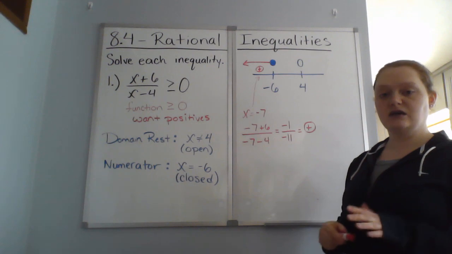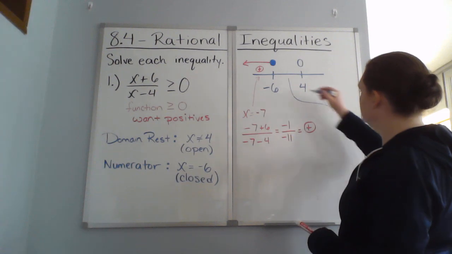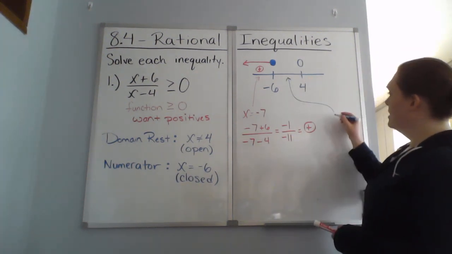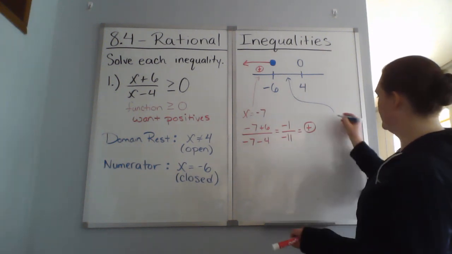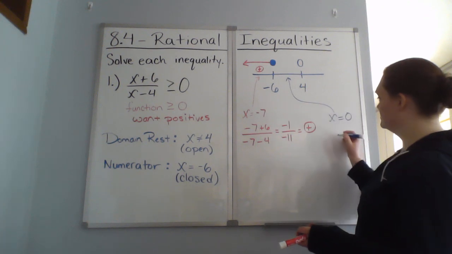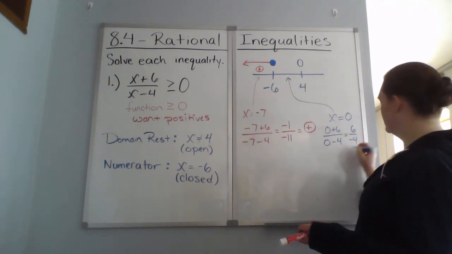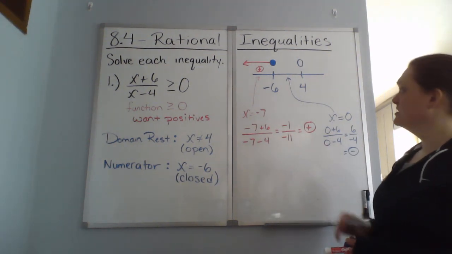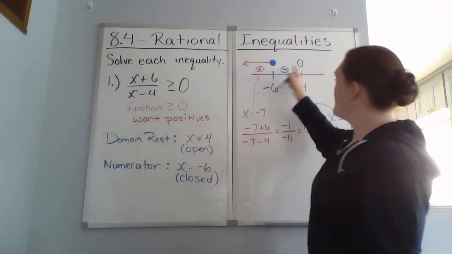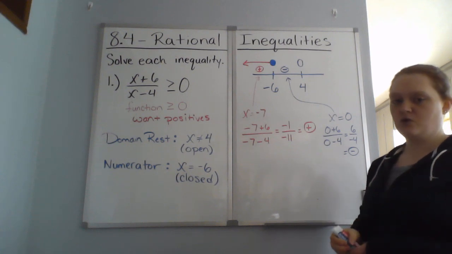Now I want to test another number. I'm going to go to my middle and pick a number between negative 6 and 4. What's the easiest number to use? Let's go with 0. I plug in x equals 0, so I have 0 plus 6 over 0 minus 4. That gives me 6 over negative 4, which is a negative result. We don't want negatives, we want positives, so these numbers do not work. I will not draw a line segment there because none of those numbers in the middle are going to work in this inequality.